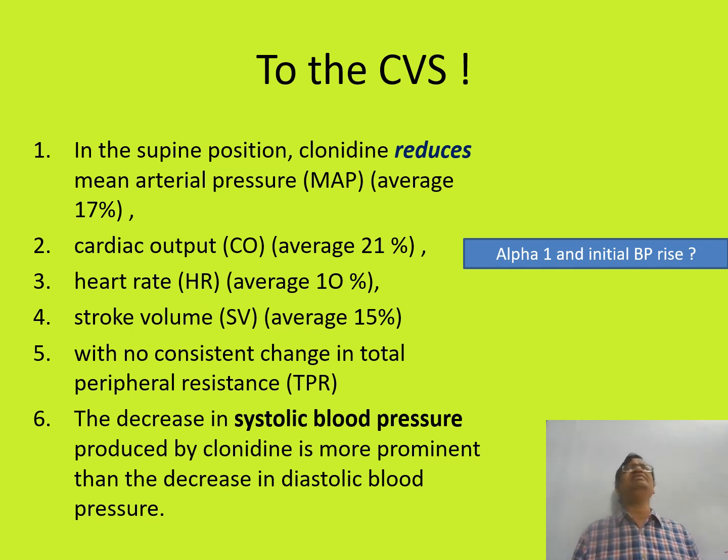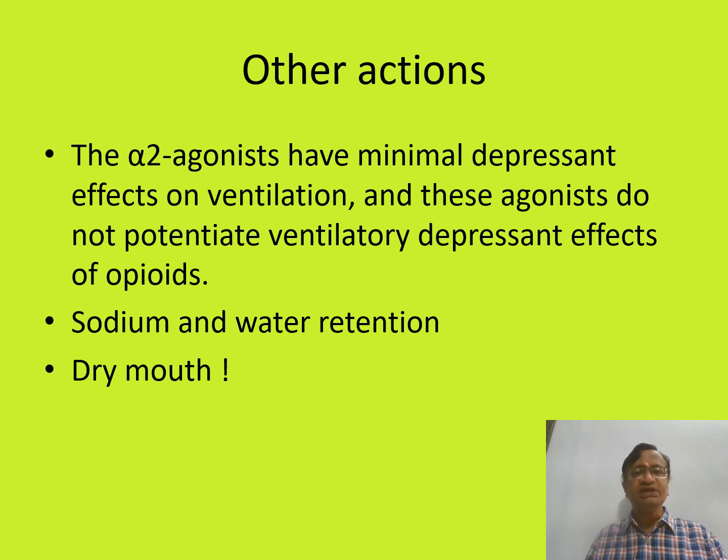If you give it IV, there may be an initial alpha 1 effect, so there may be an initial BP rise. But that is very transient and insignificant. The alpha 2 agonists have minimal depressant effect on ventilation, so there is not much of a problem with respiratory depression at all. There may be sodium and water retention and dry mouth. These actions are very minimal.